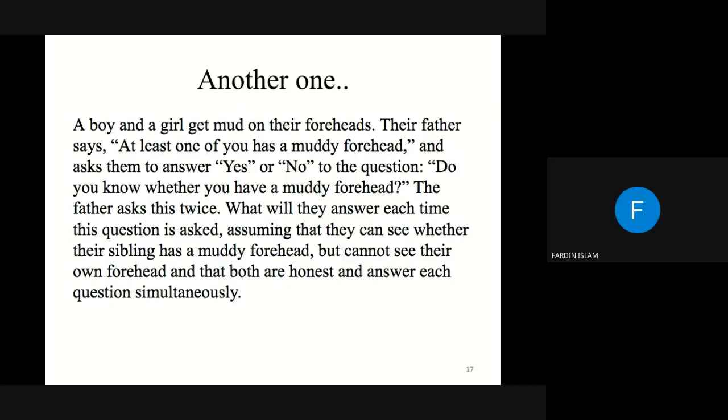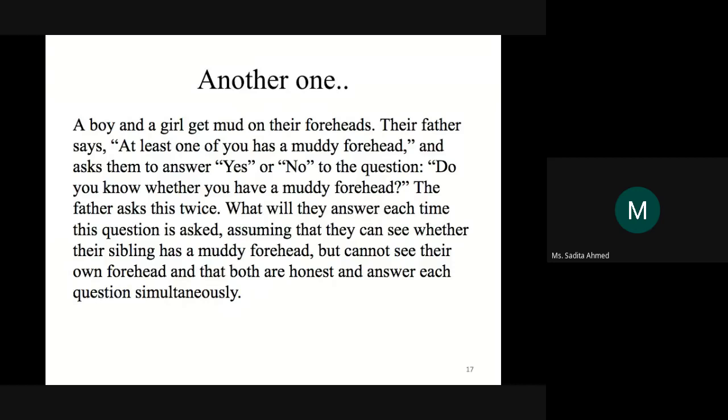So if both of them see the mud on both of their heads and say yes at first, then the second time they will also say yes because now they know that both of them have mud on their heads. Wait there. Fadin, you're saying that the first time the dad asks the question, both of them are going to say yes? No, we're not going with assumption here. This is a different kind of puzzle. Don't get this confused with the other one, all right? So you don't need to assume here.